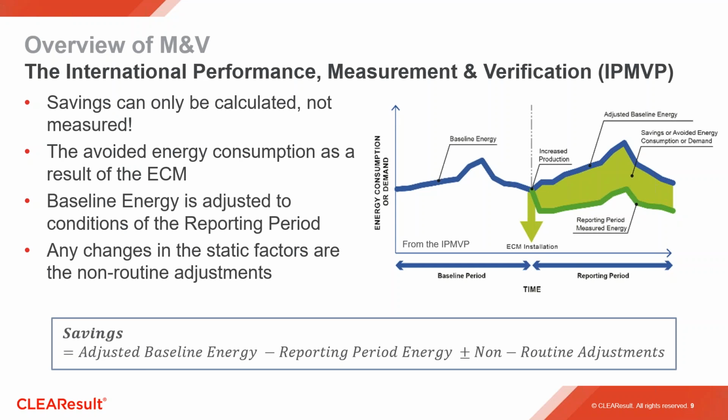Non-routine baseline adjustments are those that are a result of unexpected changes in the static factors of the facility. This could be a major change in product, process, or a change in facility size, for example. Savings can only be calculated, not measured, as they represent the avoided energy consumption as a result of implementation of the ECM. For a project to be IPMVP adherent, both the baseline energy and the reporting period energy have to be measured.